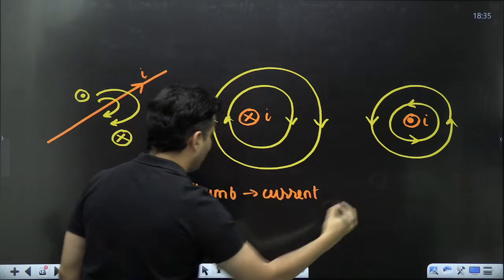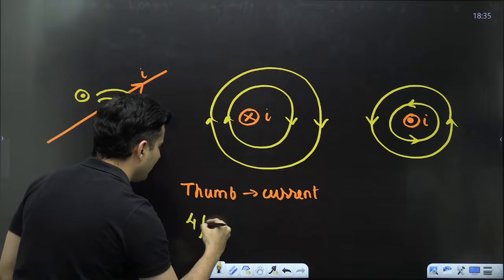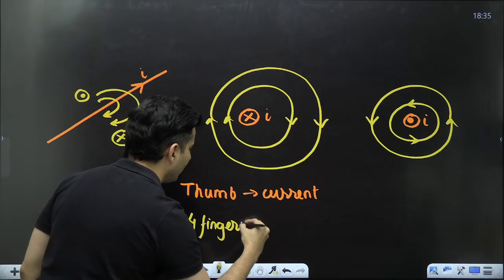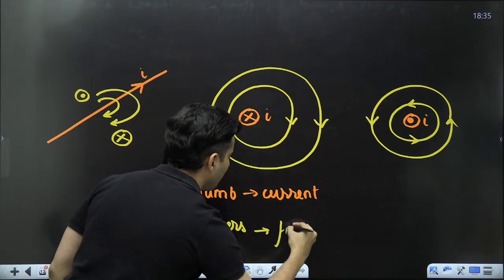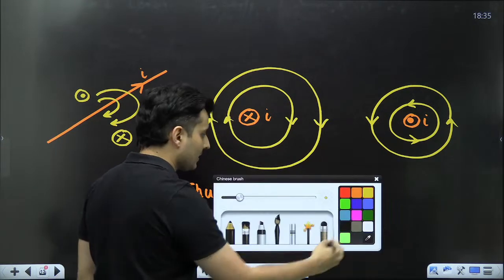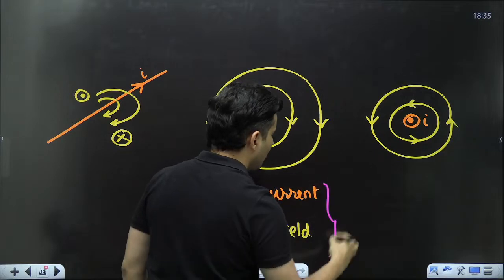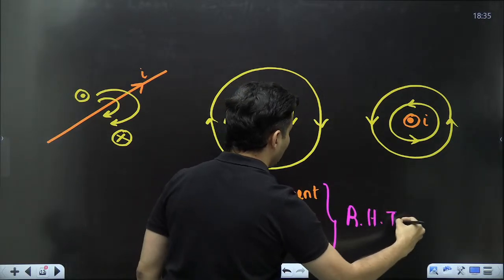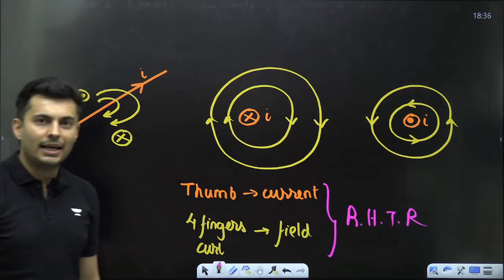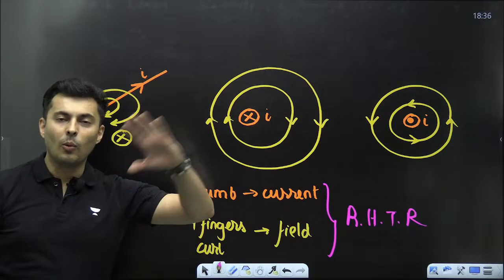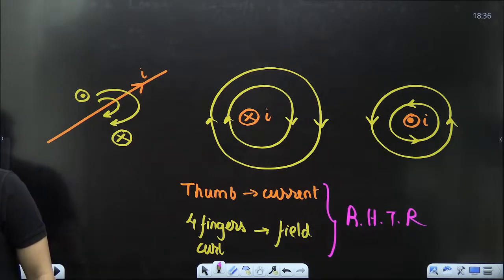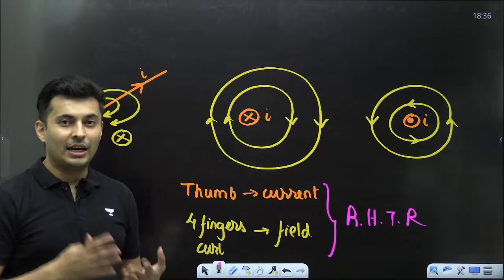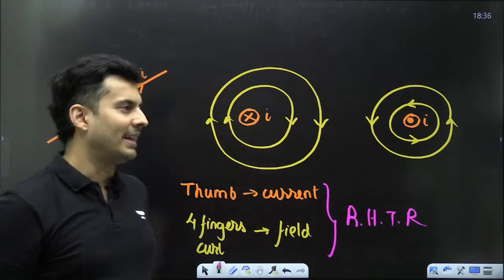And the four fingers of your right hand, which curl, that is basically the magnetic field. This is nothing but your right hand thumb rule for long, straight wires. Very easy. These are the tricks which will be very useful rather than using cross product, A cross B, which is very confusing at times.